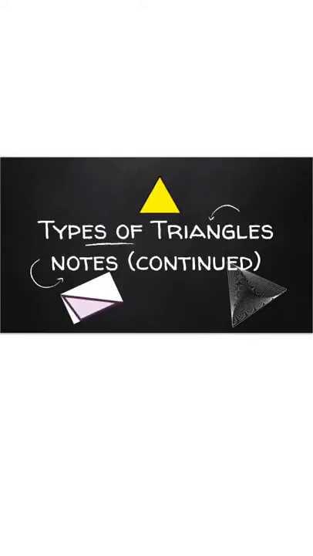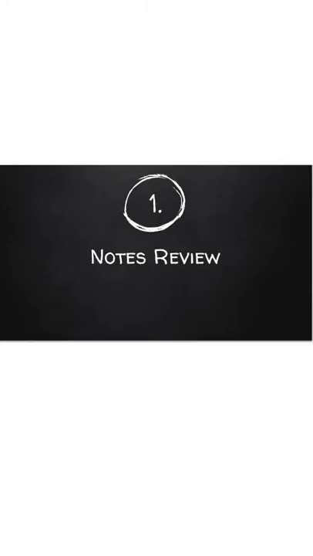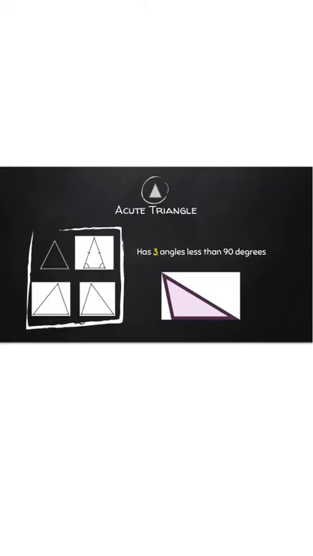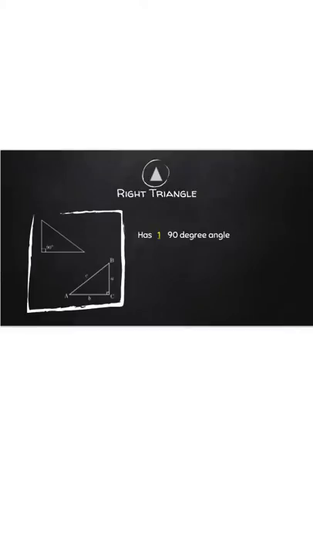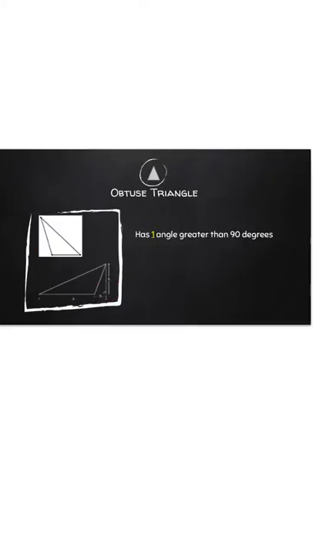Types of triangles notes continued. Let's review the notes on triangles. Remember that an acute triangle has 3 angles that are less than 90 degrees, so all 3 angles must be less than 90 degrees. Remember that a right triangle has one 90-degree angle, which we can see with the box. Remember that an obtuse triangle has one angle that's greater than 90 degrees.